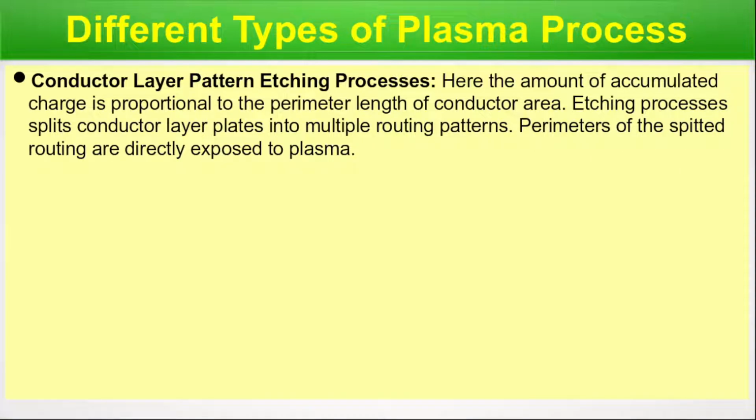Conductor layer pattern etching process. Here the amount of accumulated charge is proportional to the perimeter length of the conducting metal stripping above. Etching process splits the conductor layer plates into multiple routing patterns. Perimeters of the plated routing are directly exposed to plasma. Here we have just touched on one particular type of plasma process.